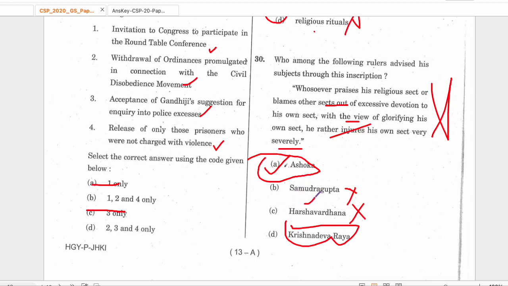Samudragupta was not such a philosopher. He was more into battles and conquering things, and that's why he was called the Napoleon of India. Harshavardhana was also not that much of a philosopher. He was battling in Kannauj, trying to rule. Krishnadevaraya was somewhat of a writer, but he was not that much of a philosopher.